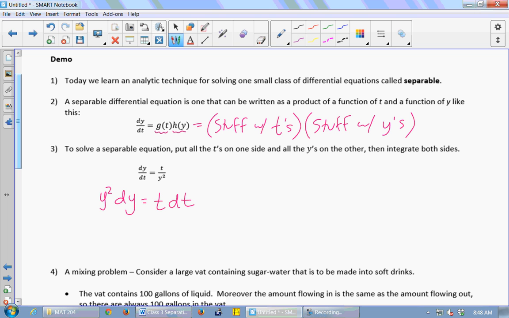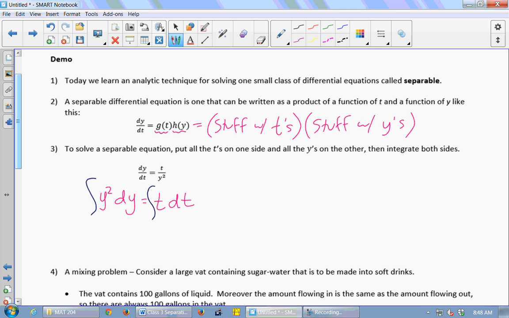So now I have all my y's on one side and all my t's on the other, and I can integrate both sides, right? If I put an integral symbol in the front of that, that makes sense. I can evaluate the integral of y squared dy. That's something we know how to do. And as long as you do the same thing to both sides, the equation's still true. And I can integrate t dt, integrate t with respect to t. That's something we know how to do.